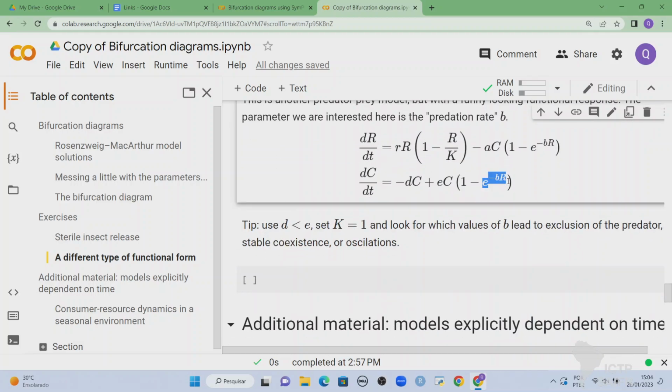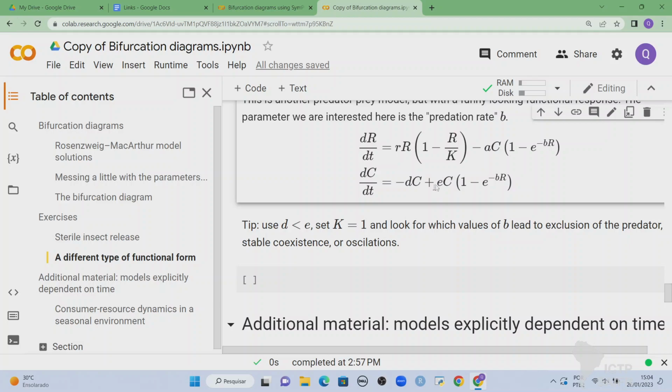Then what do we have to be careful about? The exponential is always positive, so the maximum value of the stuff inside the parentheses is going to be 1, because even if b is very, very large, this exponential is going to 0. So if the predation rate is the maximum possible, the population growth for C is going to be minus G times C plus E times C. So if G is larger than E, the consumer is always doomed, the growth rate is always negative. You see what I mean?